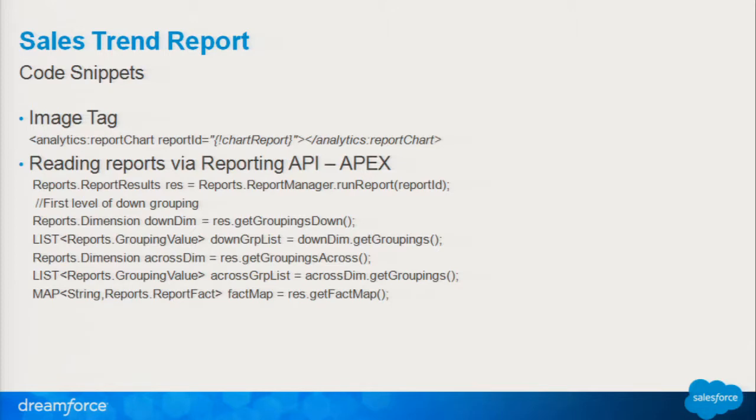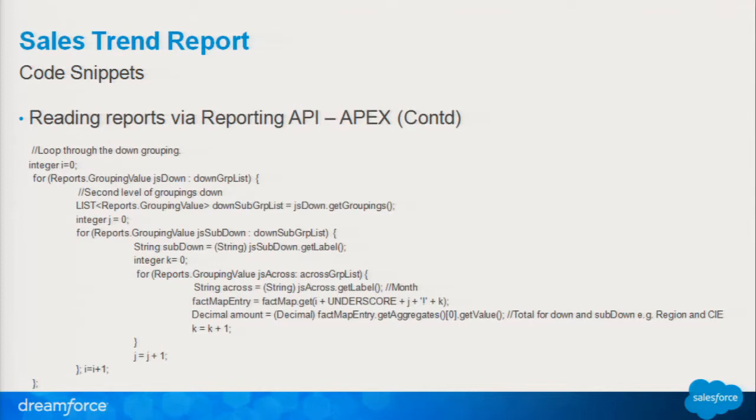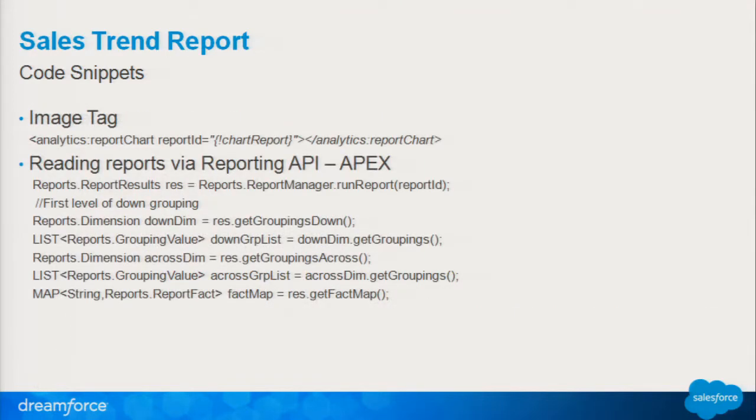So here are some code snippets. So here's the image tag that I was talking to you about. It's just one image tag. The report ID is passed on to the image tag. And then you can see you're reading the reports. This was built using the Apex reporting API, because this was built after the Spring 14 release. So to get the down groupings, you'd say get groupings down. And then it's as simple as that.